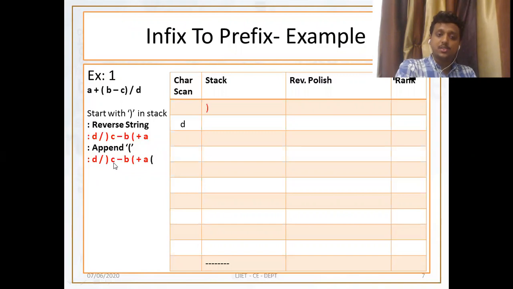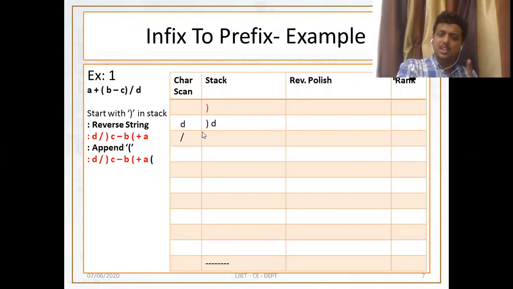After reversing the string, you just need to apply the same rules as per the postfix algorithm. Now compare both of them. See the basic rules: if you find any variable, you just need to push it, then keep the reverse polish and rank as they are. Then the division.